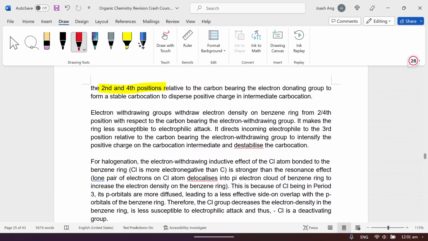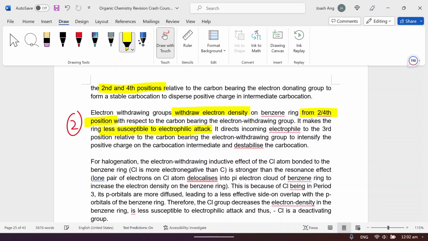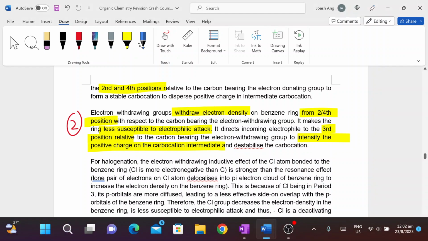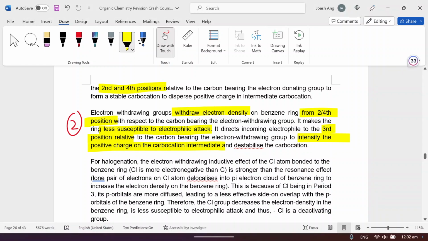The second paragraph talks about the electron withdrawing groups. So the electron withdrawing groups withdraw electron density from the second and fourth position and make the ring less susceptible to electrophilic attack and direct it to the third position to intensify the positive charge on the carbocation intermediate. So in this case, I will show you how it is being done. We'll use NO2 as an example.